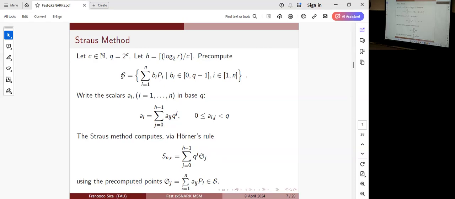Yeah, so the point is here. If you take h, it is basically log in base q, so q is a power of 2. If you want, think of q equals 2 if you really want. So when c is 1, this is exactly the length of the binary expansion.